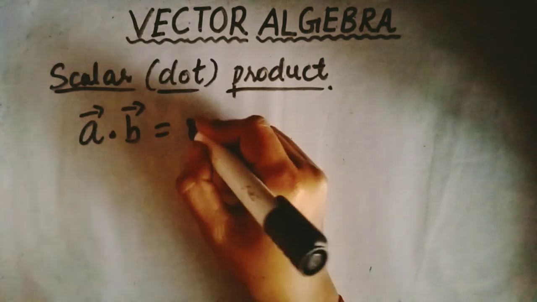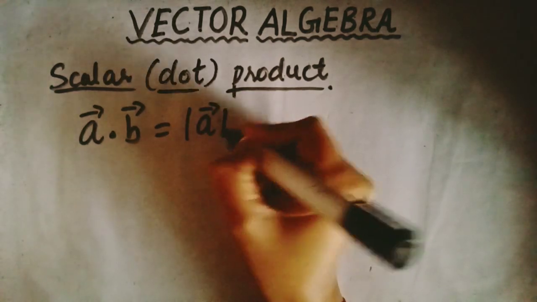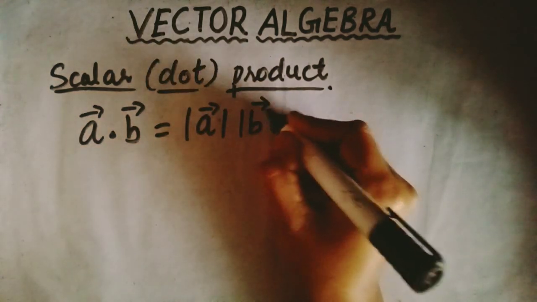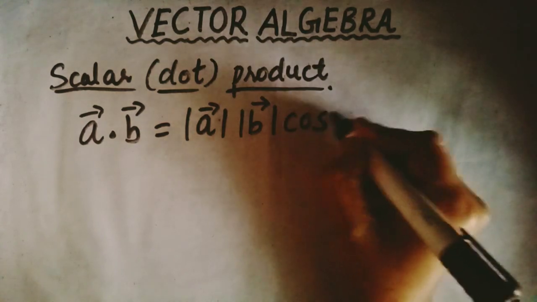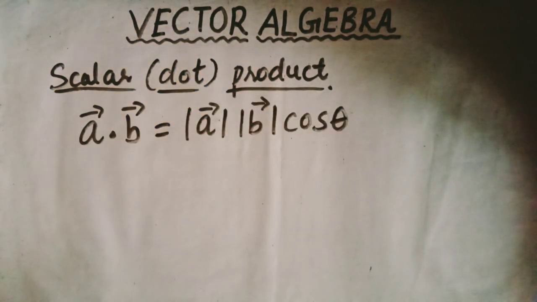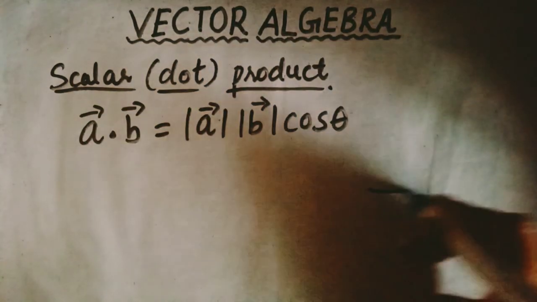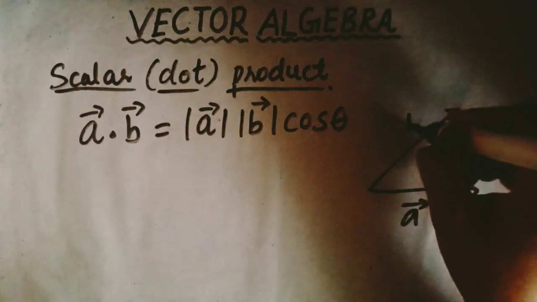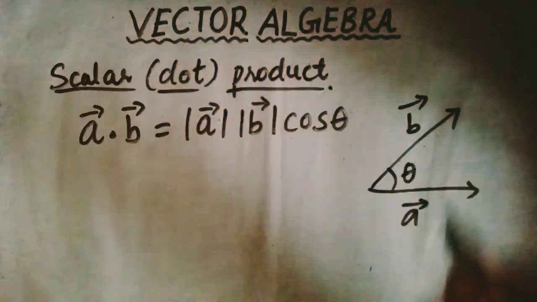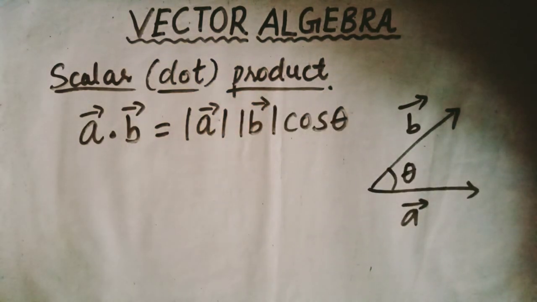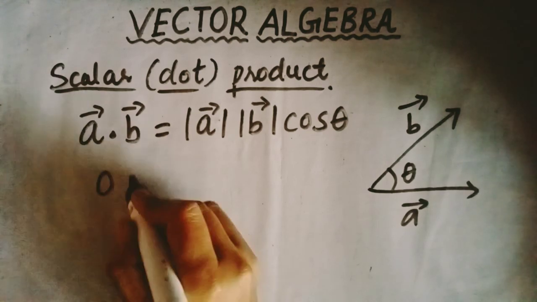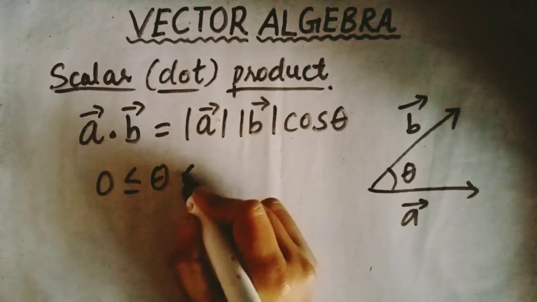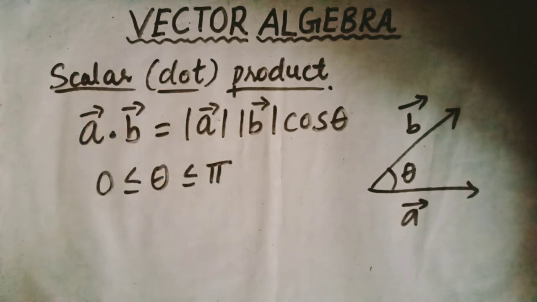equal to magnitude of A into magnitude of B into cos theta. And theta is the angle between the two vectors. This is theta. And theta lies between 0 and pi, so 0 is less than or equal to theta, which is less than or equal to pi.